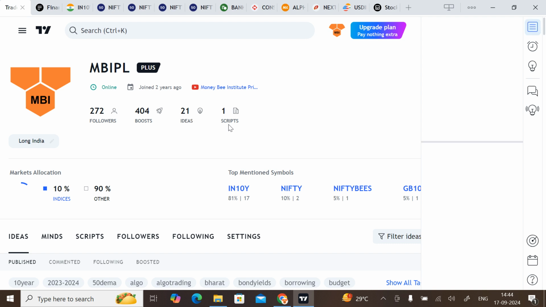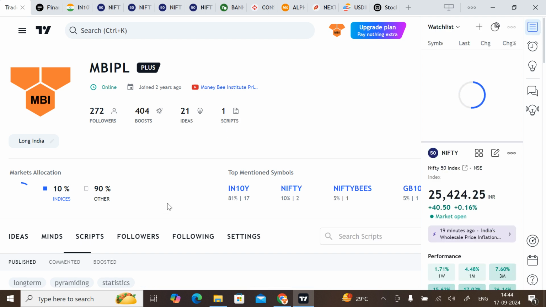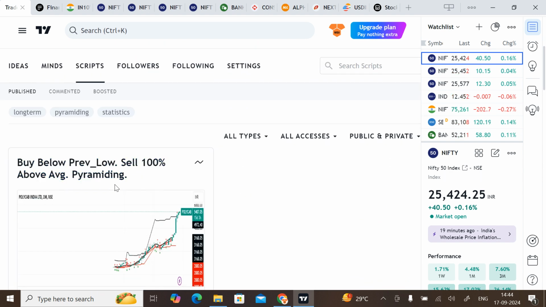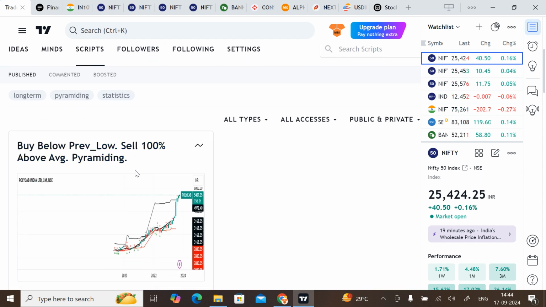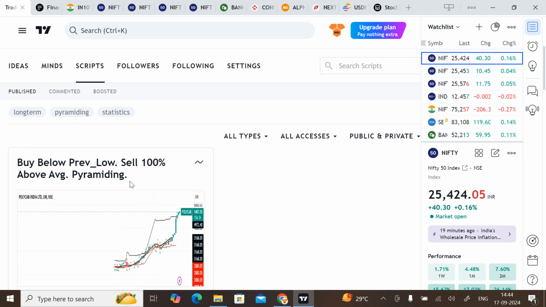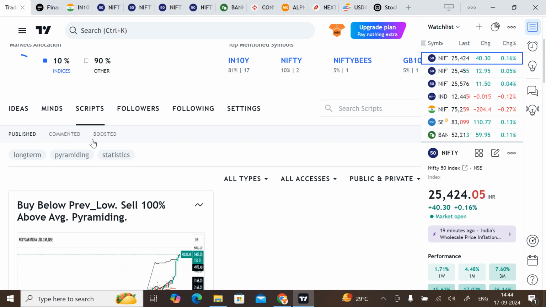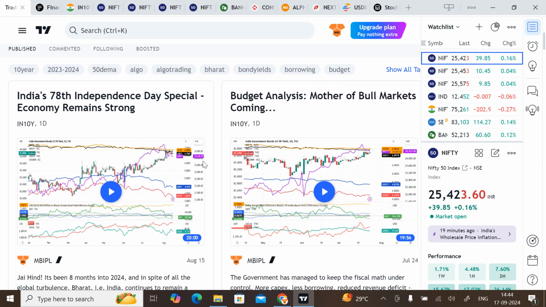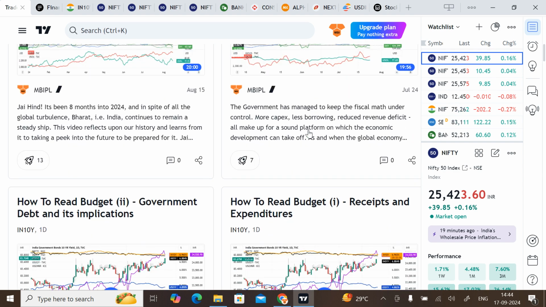That's the script which I have got. Buy below previous low, so you can check that one. But the algos are on slightly advanced scripts. Ideas, a lot of ideas I have been making.